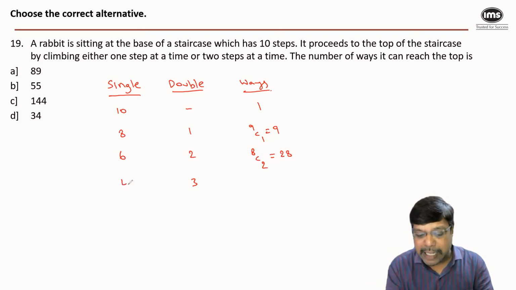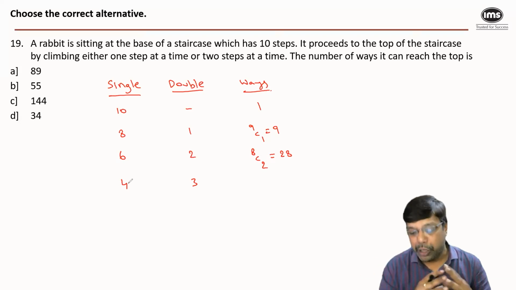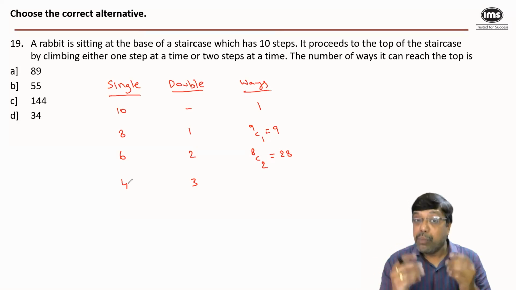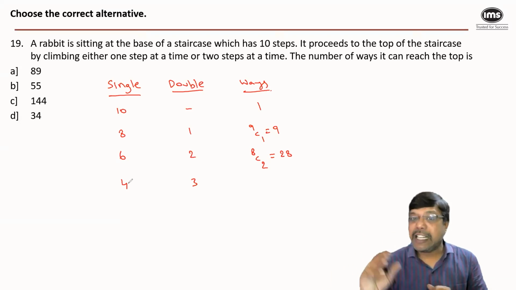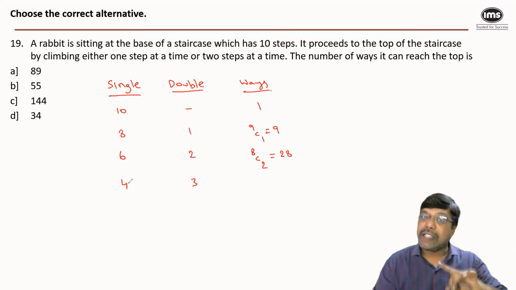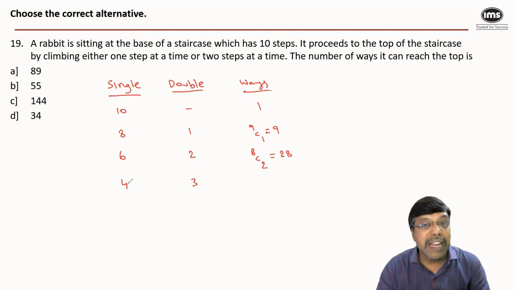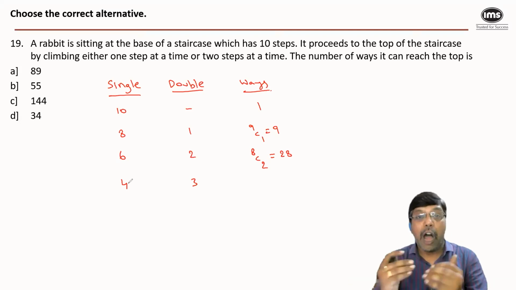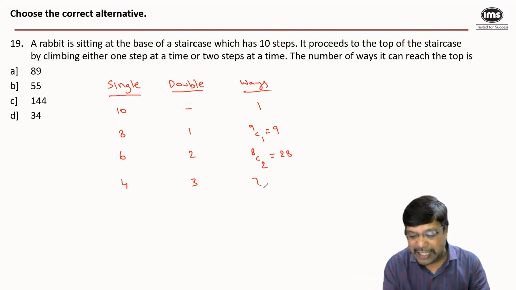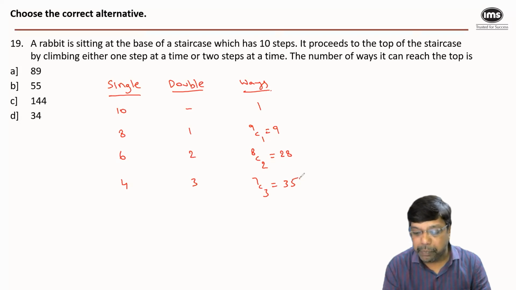Now suppose I am making 3 movements as double steps, so 3 into 2, 6. The remaining 4 steps are single movements. So totally, I am moving 7 times, out of which 3 times it is double steps and 4 times it is single step. The number of ways in which I can make 3 double movements out of 7 is 7C3, which is equal to 7 into 6 into 5 by 3 into 2 into 1, which is equal to 35.